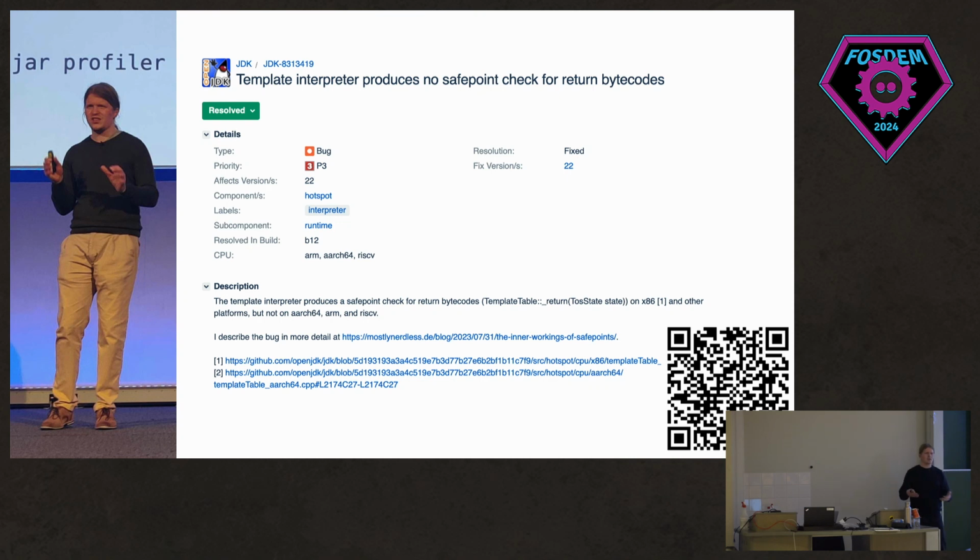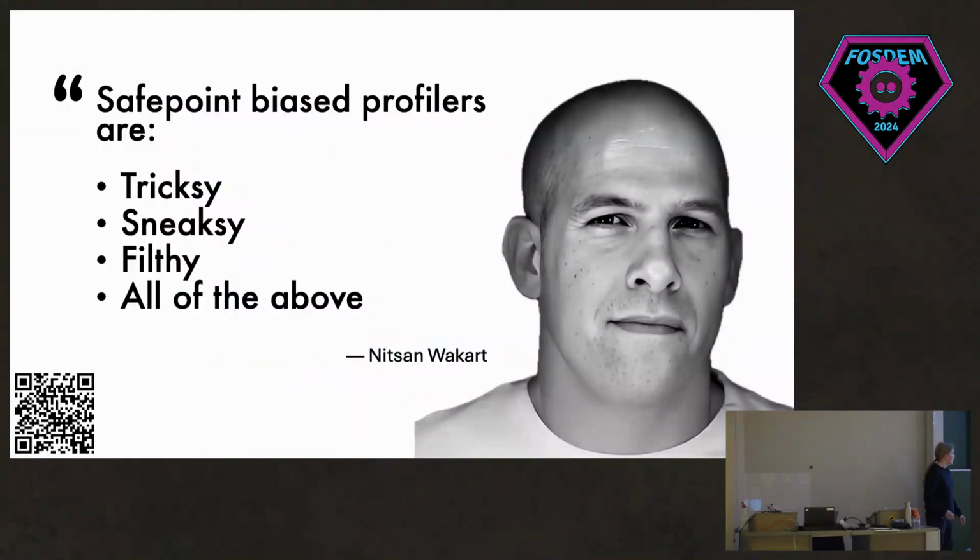Template interpreters, that's what people mean when they say Java code is interpreted at the lowest level of JIT compilation. The template interpreter turned out to not produce Safepoint checks at the return of functions, and that's not great. So I sometimes fix bugs in the OpenJDK, and sometimes people call this work. And they backported these fixes to all older LTS releases.